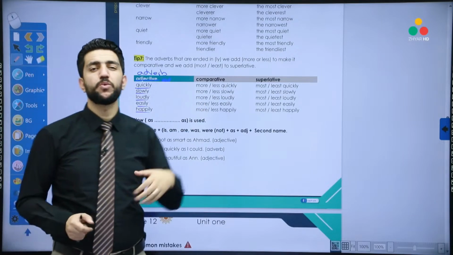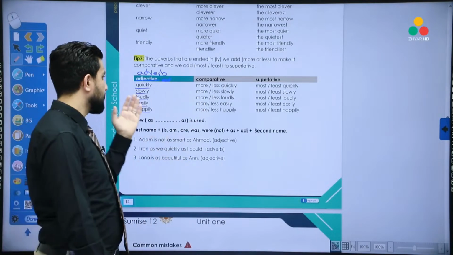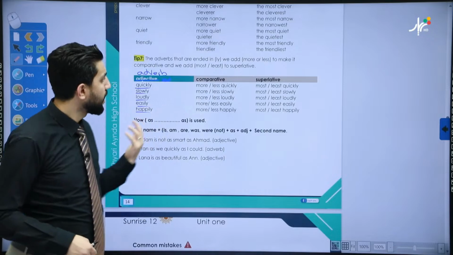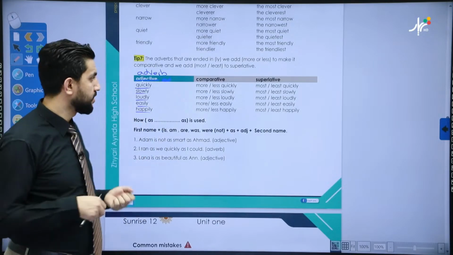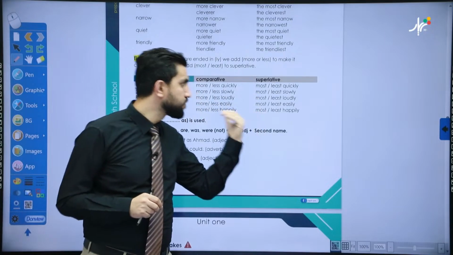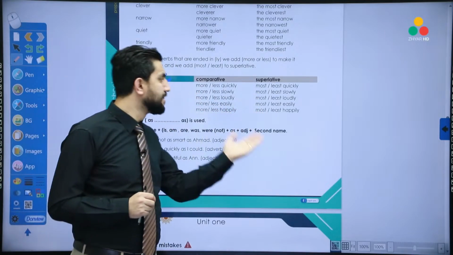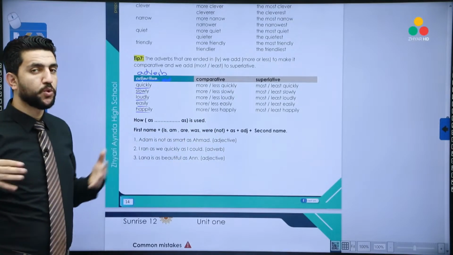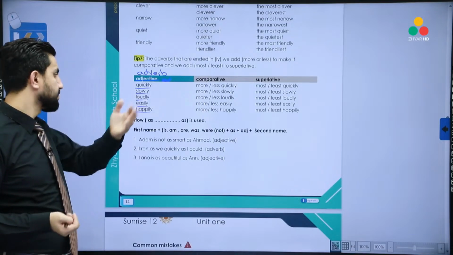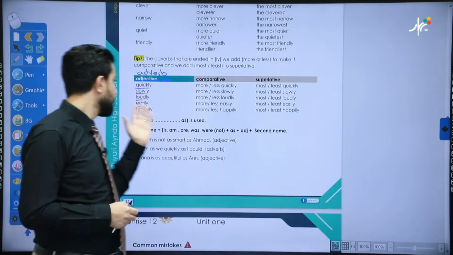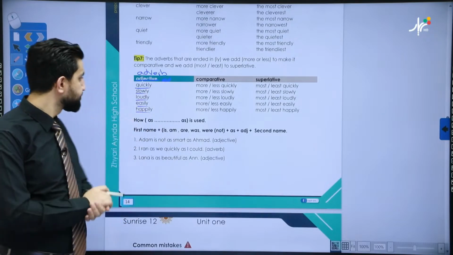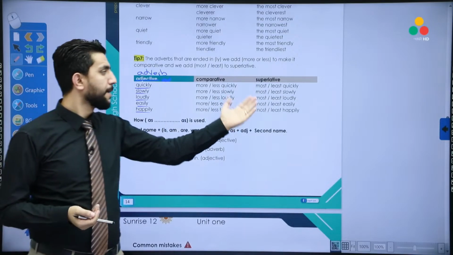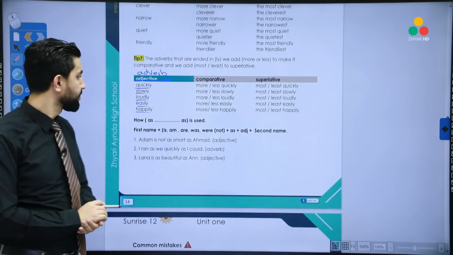So quickly, we don't say quicklier in English, we say more quickly or less quickly. For example, I did the exam more quickly than the last time. Most, least quickly. Slowly. For example, she eats slowly, but the other one, she eats more slowly. We can give as many examples as possible. When it comes to this one, loud, loudly, more loudly, less loudly. We can use this way, most or least loudly.